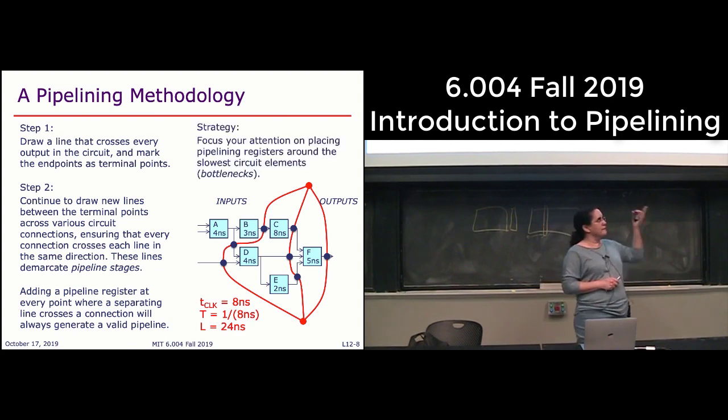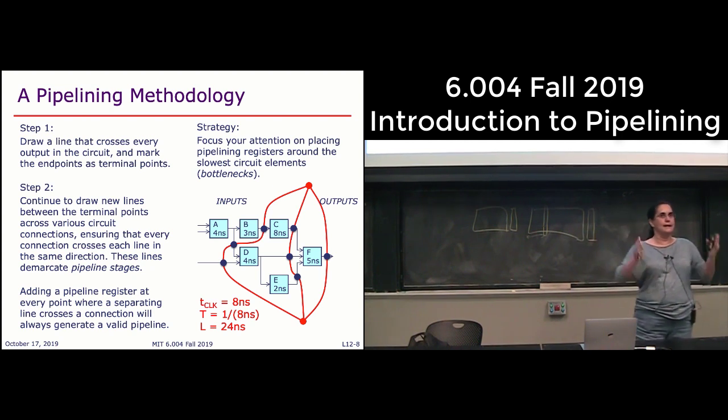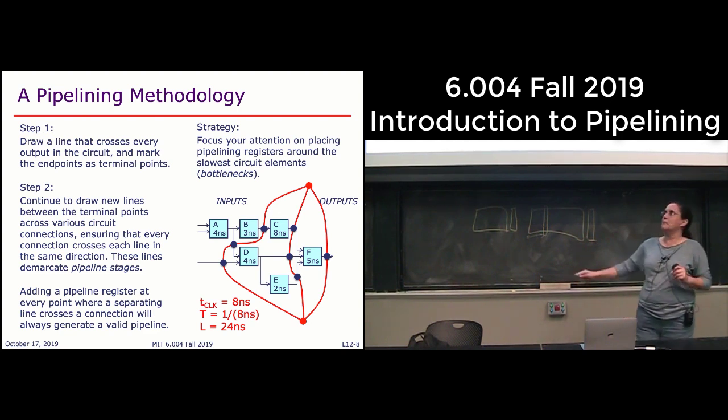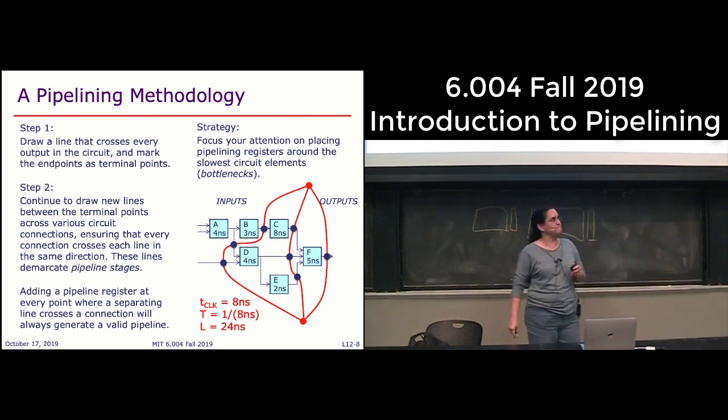Great. So the strategy, as I just mentioned, is to identify your slowest component and put pipeline registers just before and after that component. And then the rest of them will fall out by having to cross these wires in the correct direction, always going from this one terminal to the other, and these two terminals are connecting all of our outputs. So in this particular circuit, we have just a single output. If you had multiple outputs, then this first contour here would have gone through every single one of those outputs.